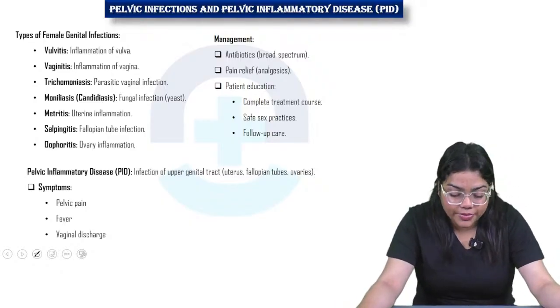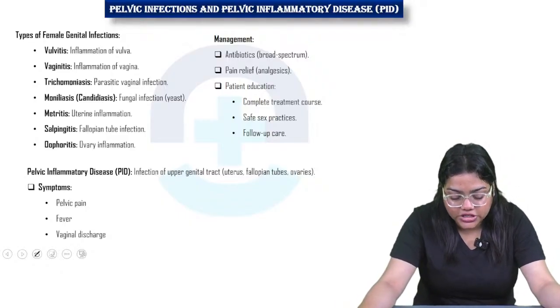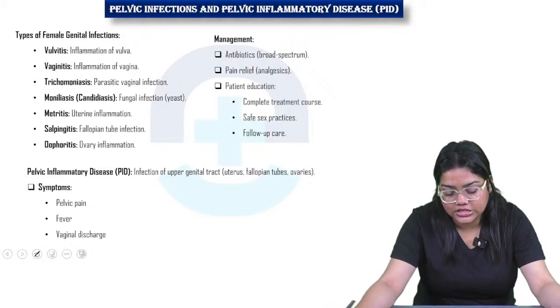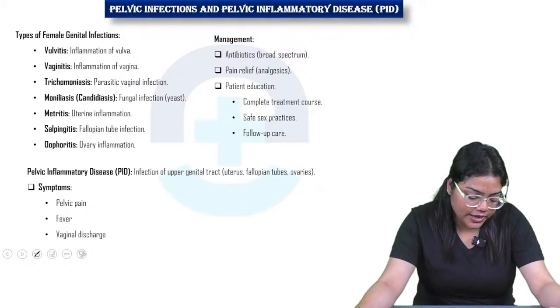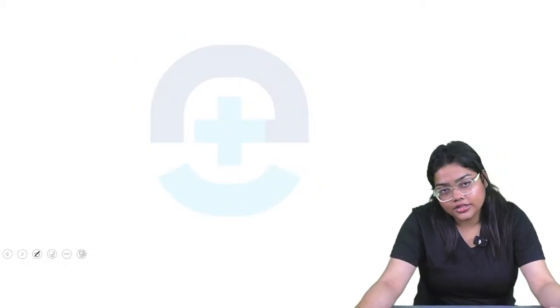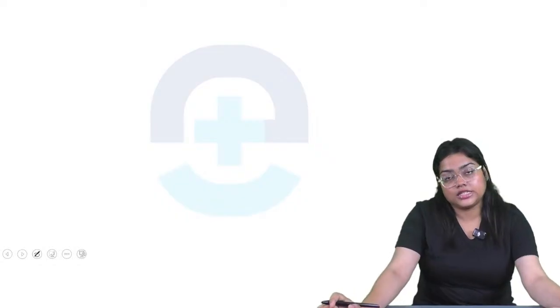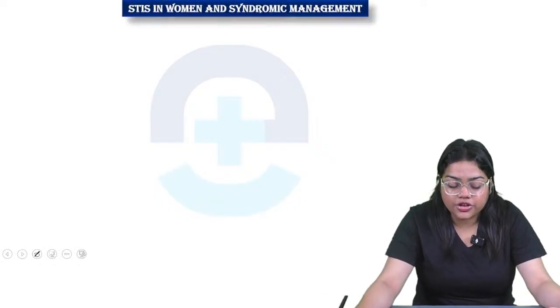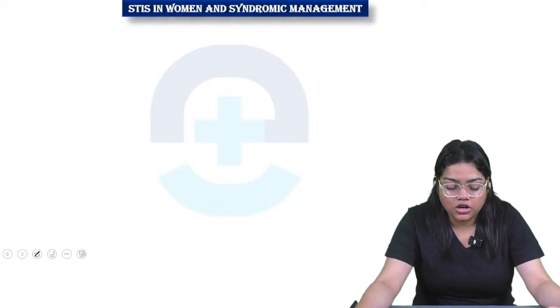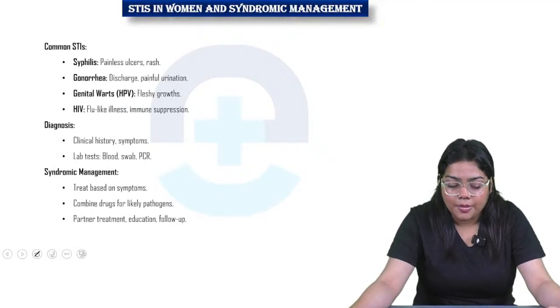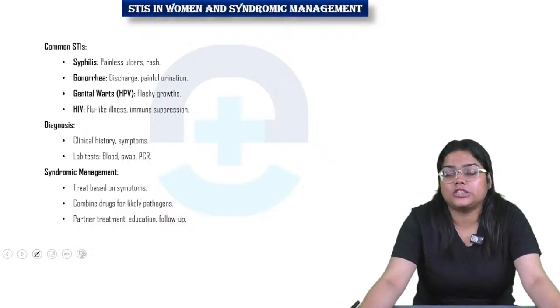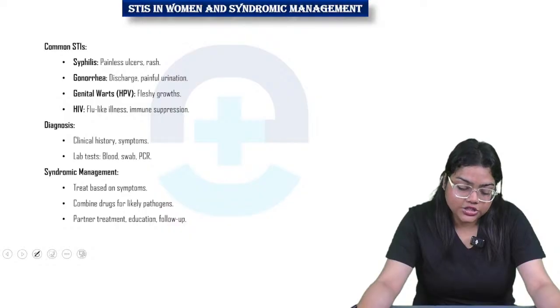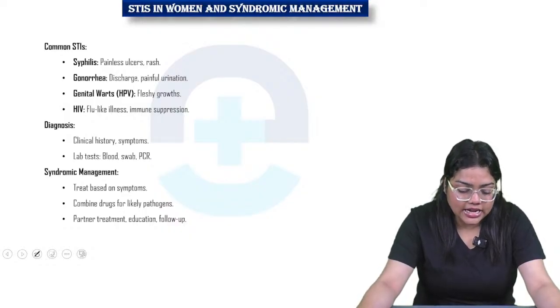Pelvic inflammatory disease is actually an infection of the upper genital tract such as the uterus, fallopian tubes and ovaries. The symptoms include pelvic pain, fever and vaginal discharge. So the management will be the same. Okay. Next we'll move on to STIs or sexually transmitted infections in women and syndromic management. The common STIs include syphilis, gonorrhea, genital warts and HIV.